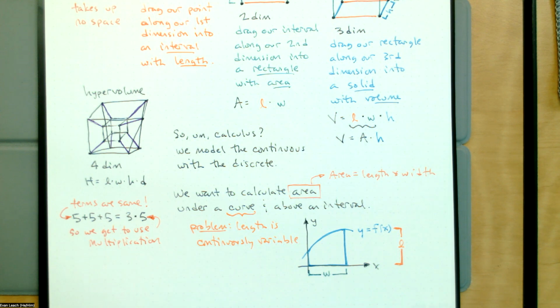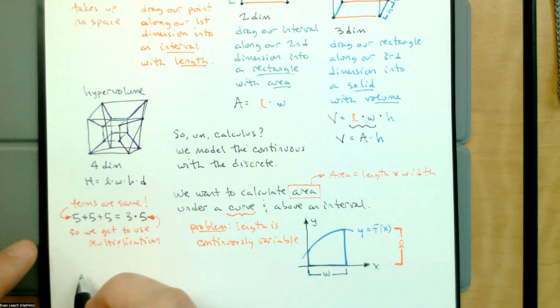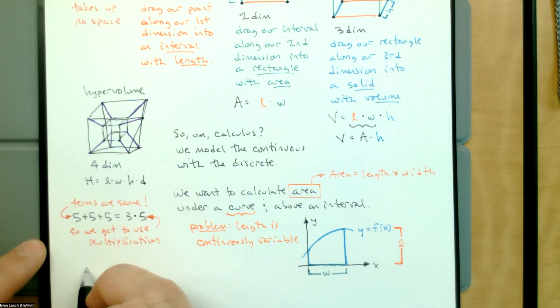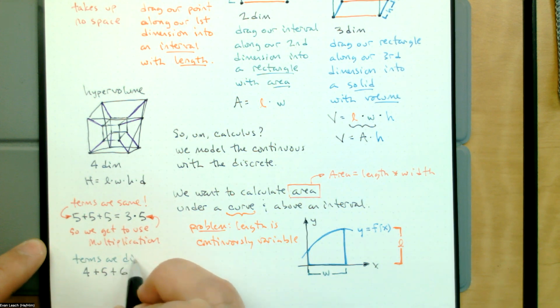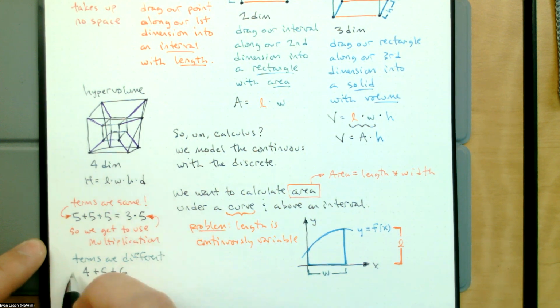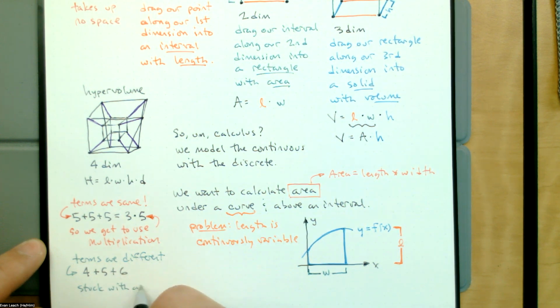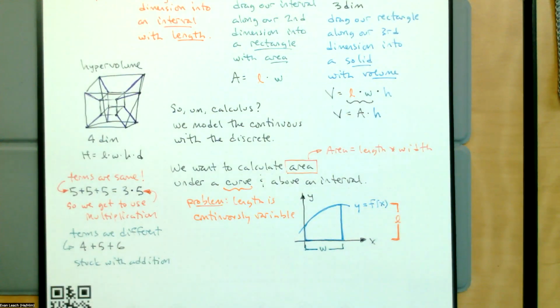But if the terms are different, then we just add them up. We're stuck with addition. If I've got 4 plus 5 plus 6, here the terms are different. So we're stuck with addition. When the terms are different, we're stuck with addition.